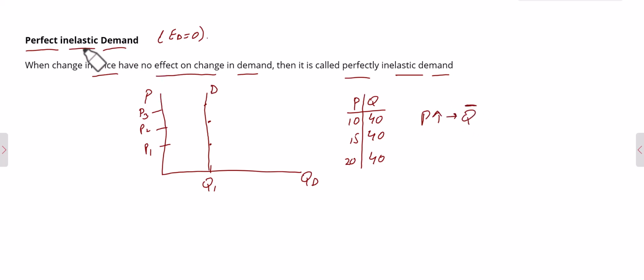So in this case, our demand curve will be vertical, and we can take the example of salt. If the price of salt goes higher or goes lower, we are not willing to buy this product more or less. So this is the example for perfect inelastic demand. So in case of perfect inelastic demand, price is changing but there is no change in demand.